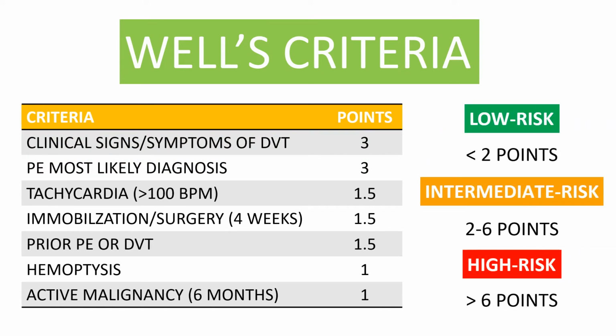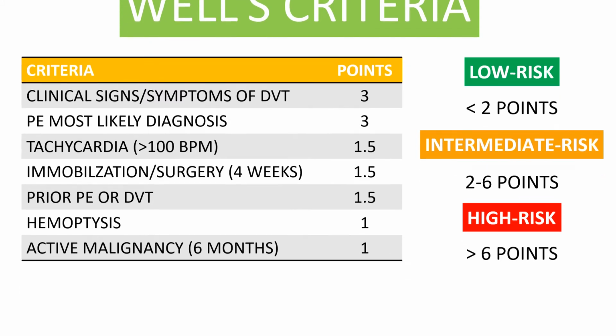Score aggregates from the Wells criteria are grouped into low, intermediate, or high risk. It's very important to note that this declares the pretest probability, not the mortality of a patient who may have a PE. Moving on to the risk factors and why this is important.